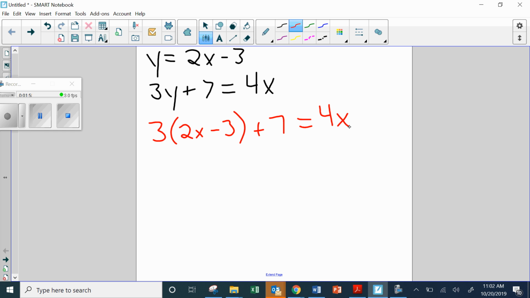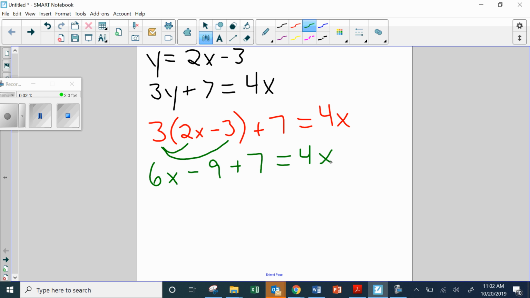So now for the next step, I'm going to do the distributive property, which means I'm going to multiply 3 times 2x and 3 times negative 3. That gives me 6x subtract 9. Now I just say still plus 7 equals 4x.